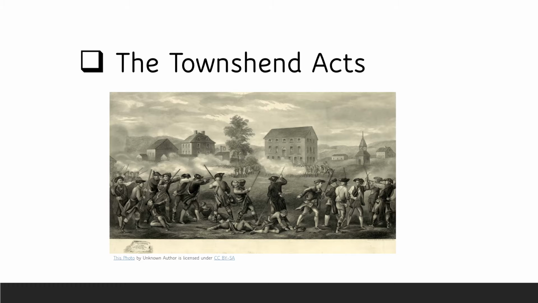It imposed import taxes on tea, lead, paper, paint, and glass, while a third act allowed the tea to be imported to the colonies free of taxes that were levied in Great Britain. The fourth act restructured the customs service in the colonies, placing its headquarters in Boston.